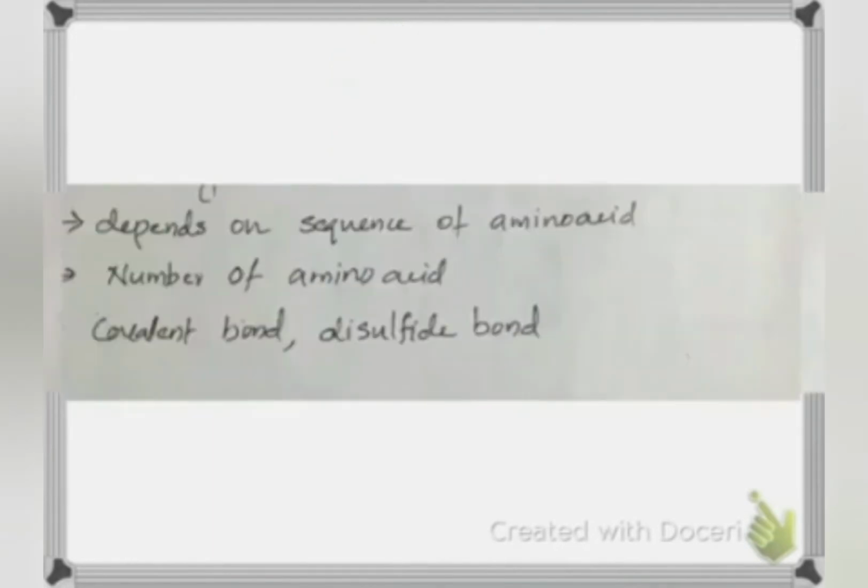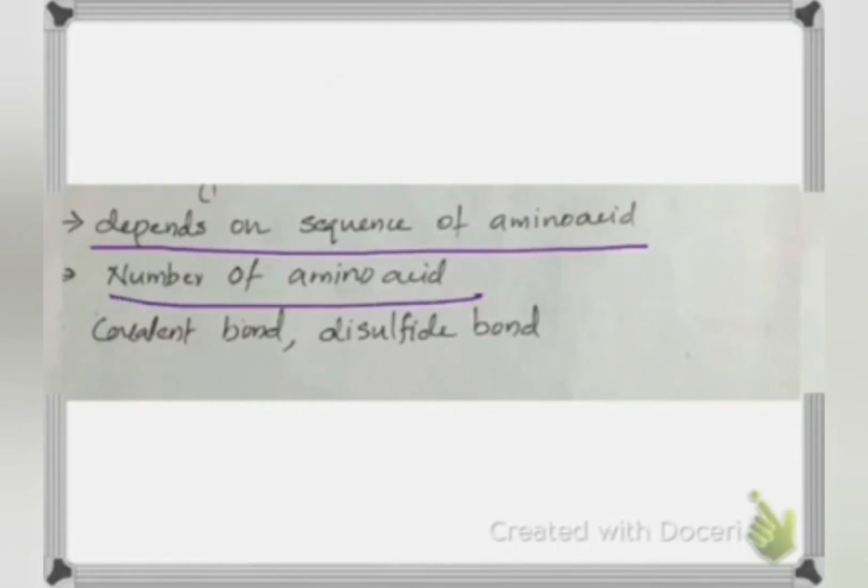The primary structure depends on the sequence of amino acids or the number of amino acids in a sequence, and it contains covalent bonds and disulfide bonds. An example is insulin. Primary structure is the linear sequence of amino acids.